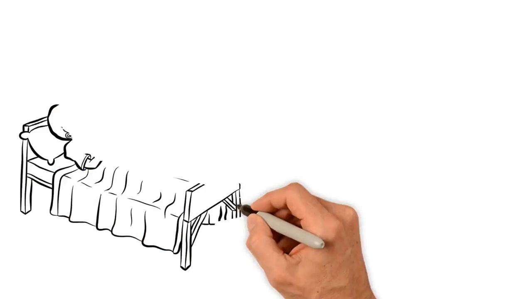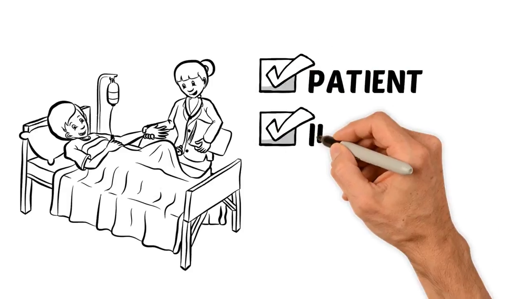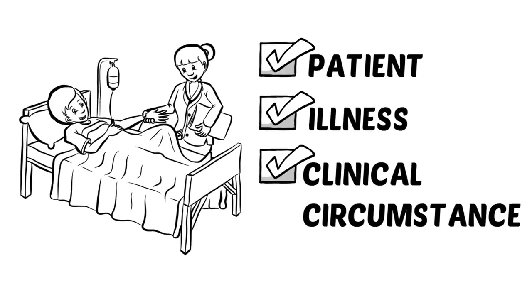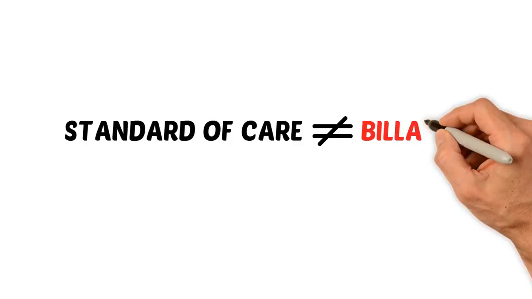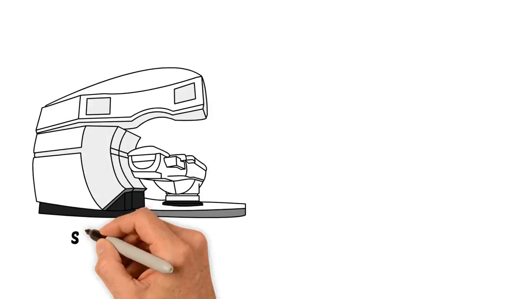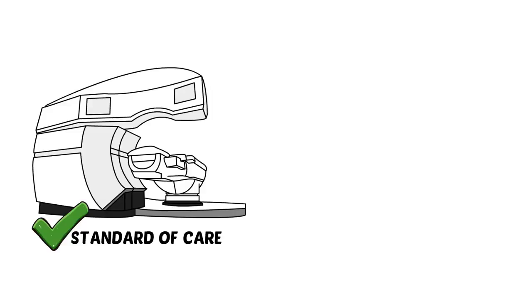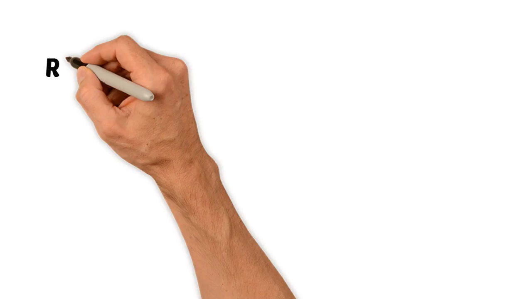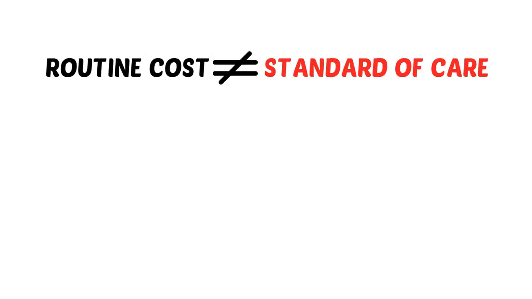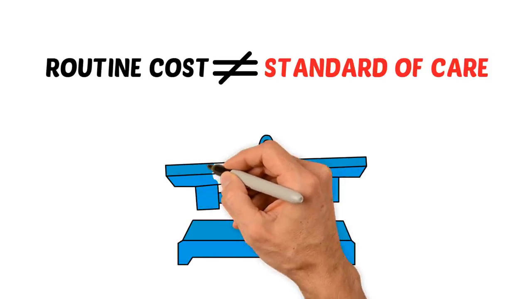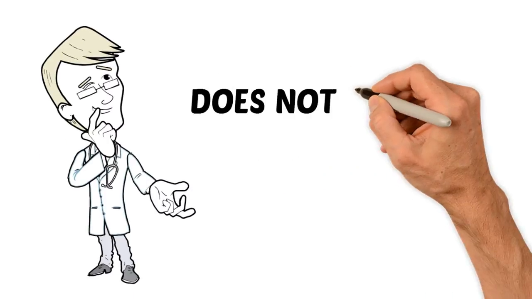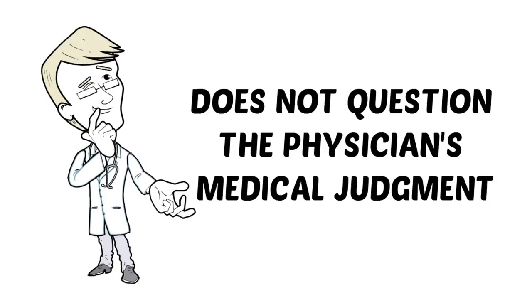Many PIs define standard of care as a diagnostic and treatment process that a physician should follow for a certain type of patient, illness, or clinical circumstance. While this definition is useful in the clinical setting, standard of care is not synonymous with billable in a clinical trial. Just because an item or service is considered standard of care from a clinical standpoint does not mean that it is a billable service during a clinical trial. Routine cost is not synonymous with standard of care. Sometimes they are less than the standard of care, and sometimes they are more than the standard of care. Routine cost is a regulatory term that does not question the physician's medical judgment.